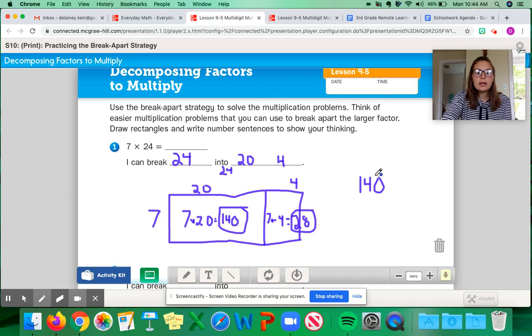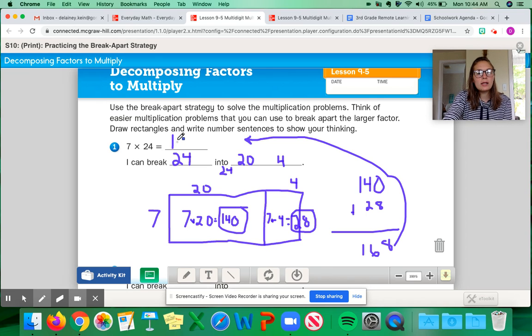140 plus 28. 0 plus 8 is 8. 4 plus 2 is 6. 1 plus 0, 1. We get 168. So don't forget to plug your answer back in the answer spot. 7 times 24 equals 168. Not bad.